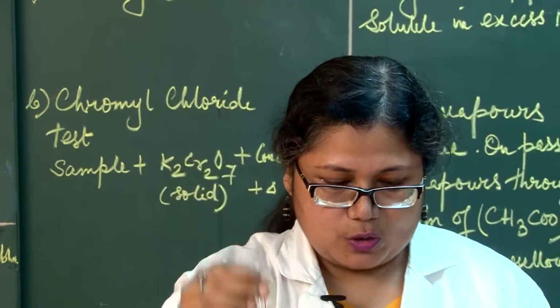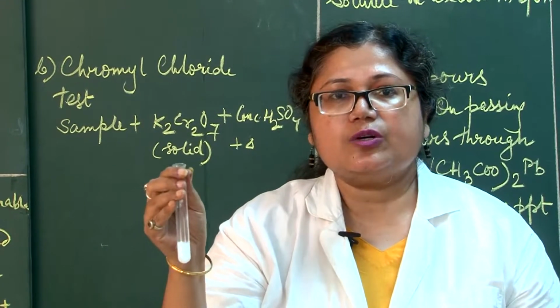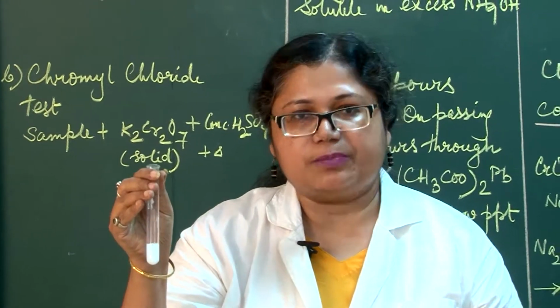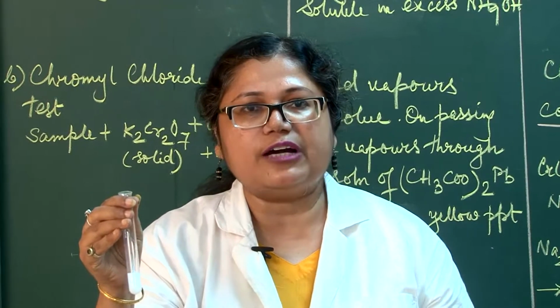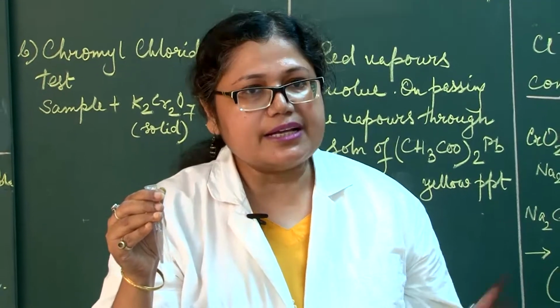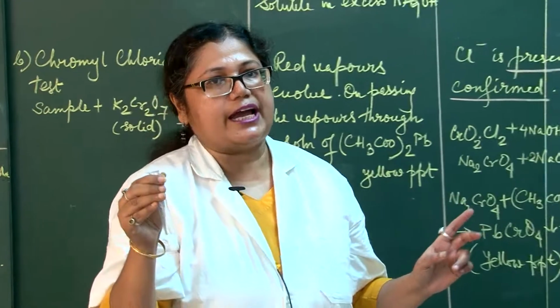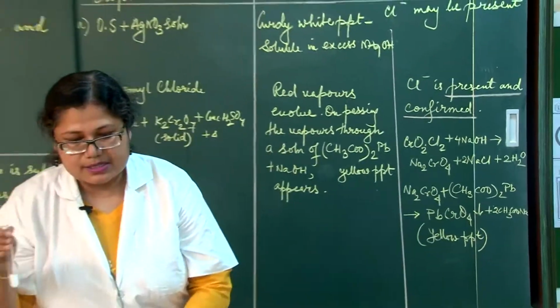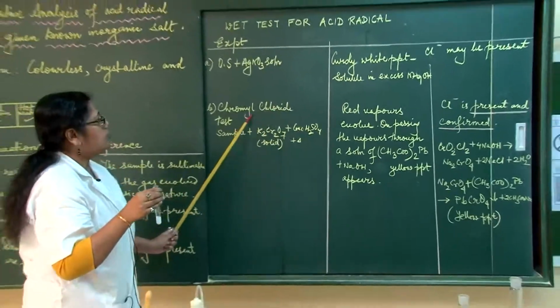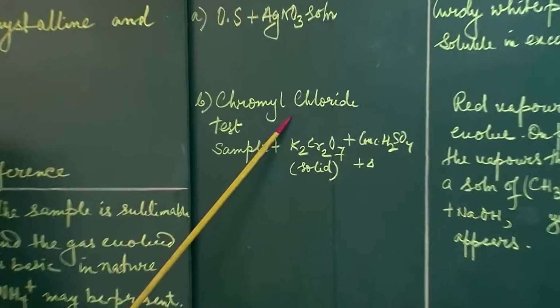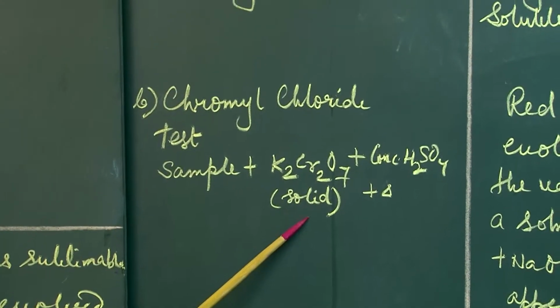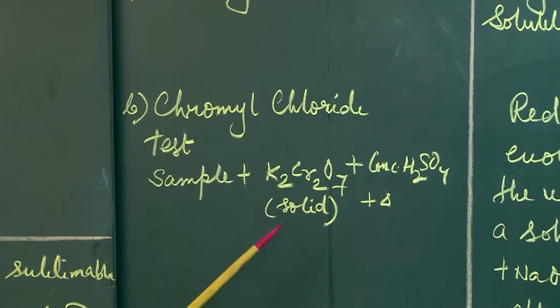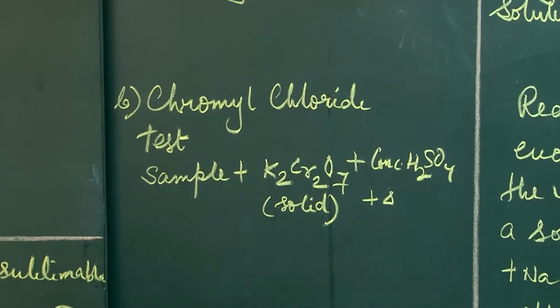Okay. So, now this is not usually considered as a confirmatory test of chloride ion. We are going to perform the next confirmatory test for chloride ion, which is known as the chromyl chloride test. This is the confirmatory test to detect Cl minus in a given salt sample.